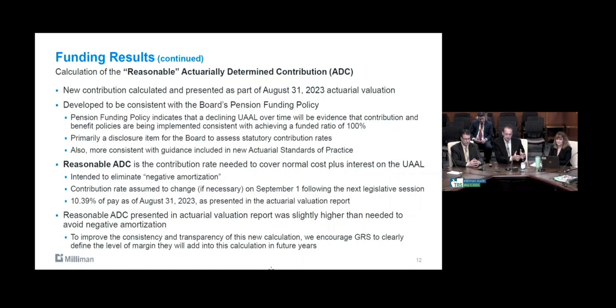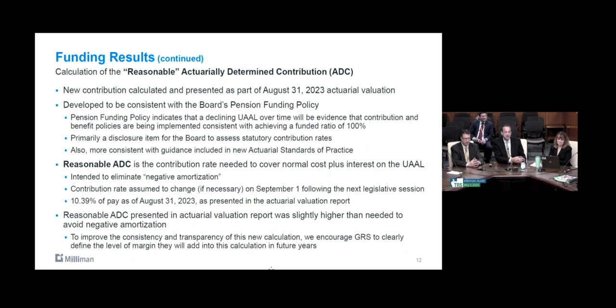The only comment we had on that, and this is very minor, is that when it was calculated in the report it's 10.39%. It was a little bit more, 3 basis points, 0.03% more than it needed to be such that the unfunded liability is expected to go down. It could have been 10.36. We're talking about very small differences here. Our only recommendation was, for transparency and consistency, if it is going to be calculated to be a little more than the minimum it needs to be, just to be consistent with it.